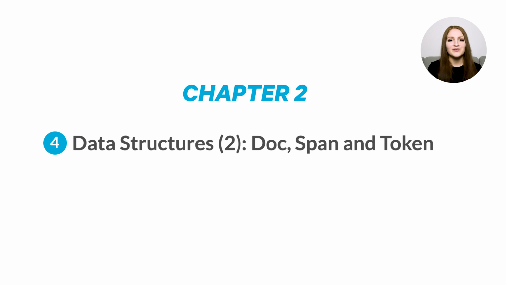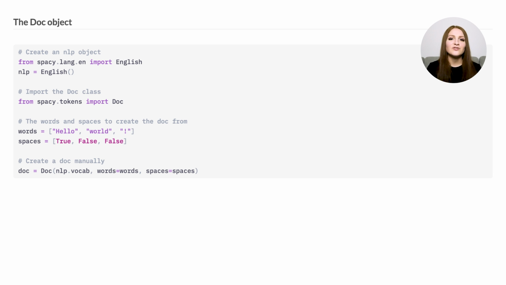Now that you know all about the vocabulary and string store, we can take a look at the most important data structure, the doc and its views, token, and span. The doc is one of the central data structures in spaCy. It's created automatically when you process a text with the nlp object, but you can also instantiate the class manually. After creating the nlp object, we can import the doc class from spacy.tokens.